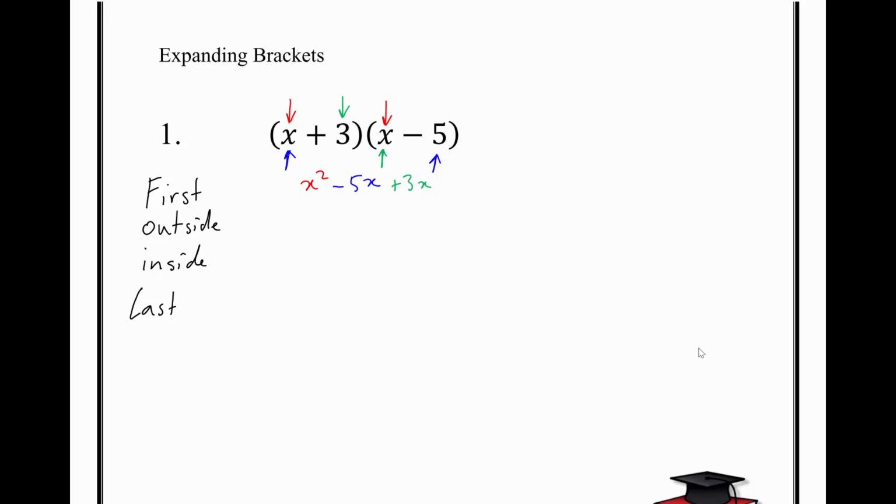Next, we have the last pair of just 3 and 5. This will give us minus 15. Once we simplify the equation, we simply get x squared minus 2x minus 15.